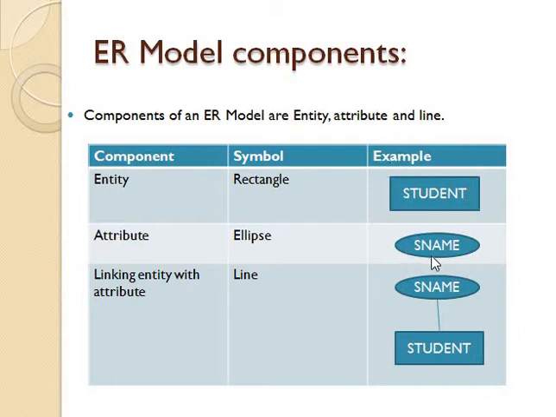Now considering name as the attribute, which is denoted as S-name for the entity student, the attribute will be represented in the form of an ellipse. And there is another component which is the line. This component links the entity with the attribute. So for the student entity and the attribute S-name, the line connects or links the entity student with the attribute S-name.